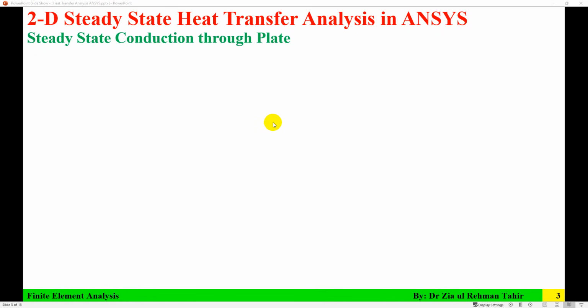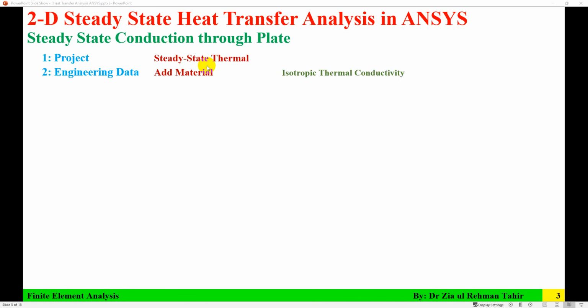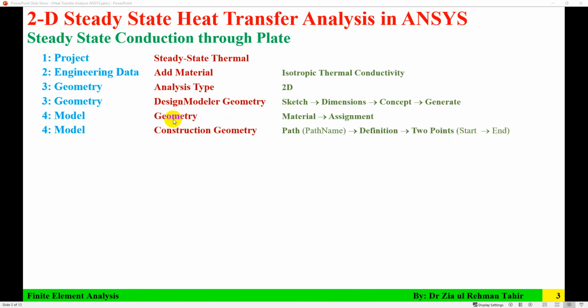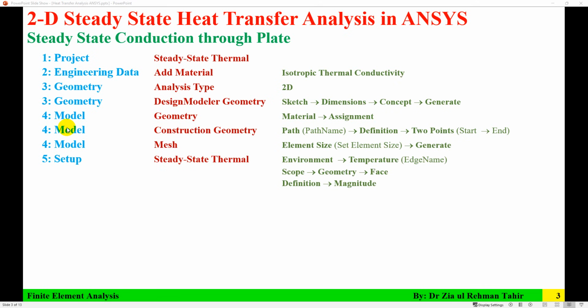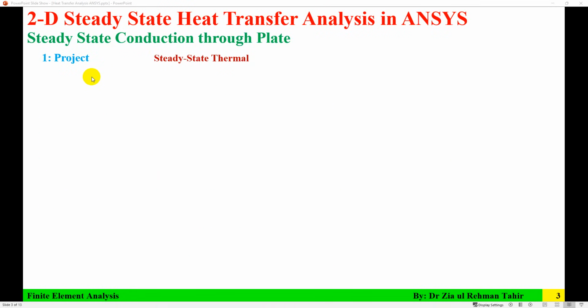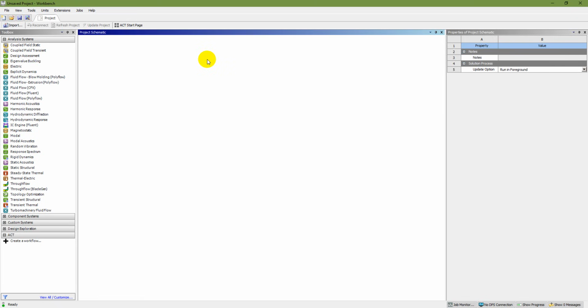The steps to use in ANSYS: first select a project, second engineering data, then geometry, and in geometry the analysis type, design modeler geometry, then model. These are the steps I'll follow for this analysis in ANSYS Workbench. The first step is project, and starting a project in Workbench.